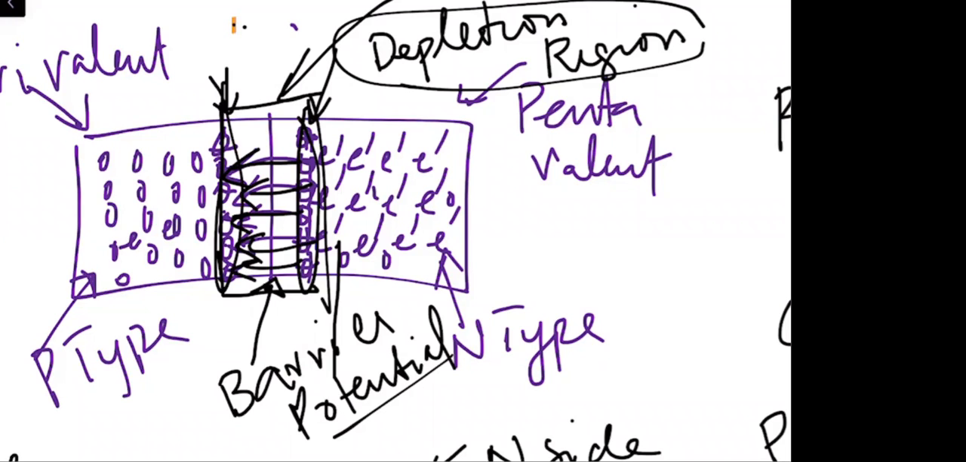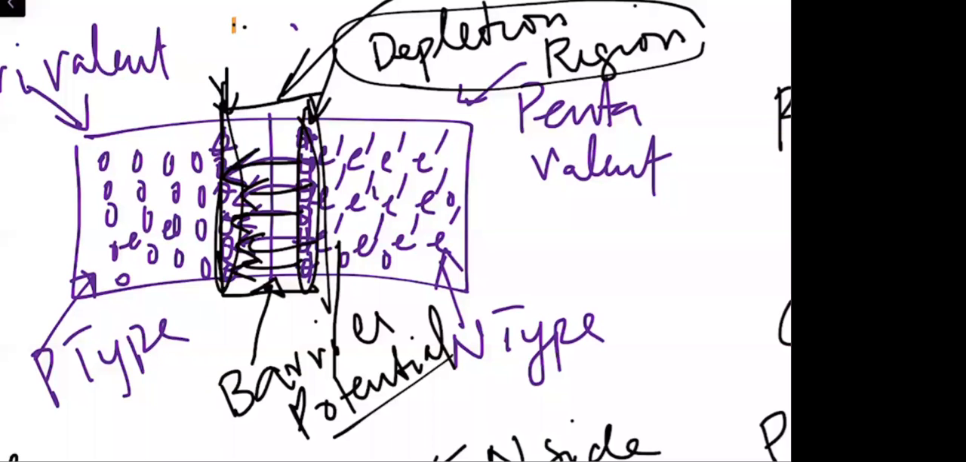So on the n side, positive charges are created because the n side is losing free electrons, and negative charges are created on the p side. Due to these positive and negative charges, an electric field is created, and that area is called the barrier potential. It is also called the depletion region because it is depleted of the carriers from the p side as well as the n side.